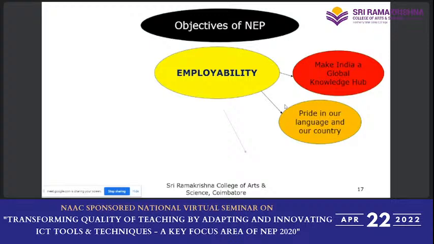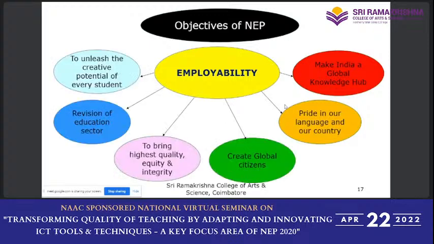To bring the highest quality, equity, and integrity. And revision of the education sector, definitely NEP, and to unleash the creative potential of every student. This is what NEP focuses on overall. If you have to write down 6 areas that should be the outcome of the national education policy, the major one is employability. That means I should be capable of employment. But that employment capability should be with pride in my language, should be with morality, should be holistic, should be with values. So that is what we are looking at, unleashing the creative potential of every student.